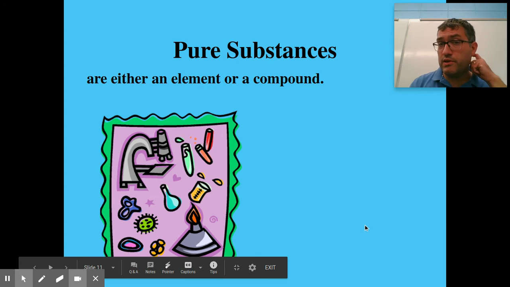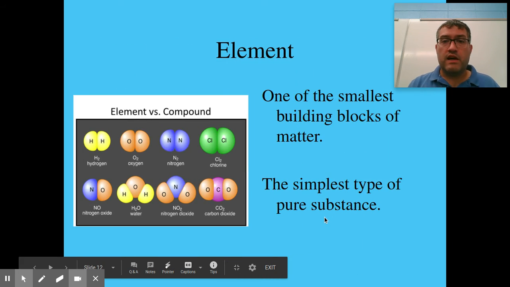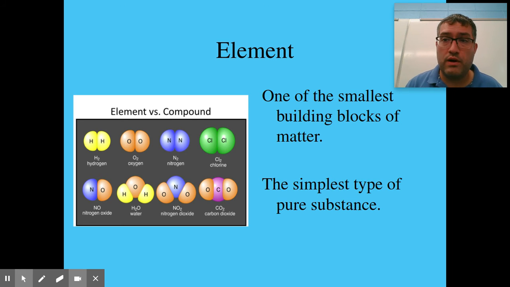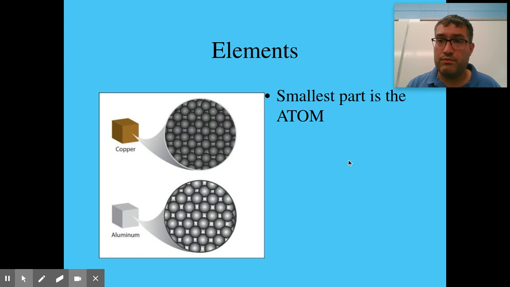Pure substances are either an element or a compound, so we're going to look at how we classify them. An element is the smallest building block of matter, and it's only made out of one type of material. So it's the simplest thing. And really how you can tell is based on the number of symbols. So you look at your periodic table of elements. I'll be linking one on our Canvas page that you can use.